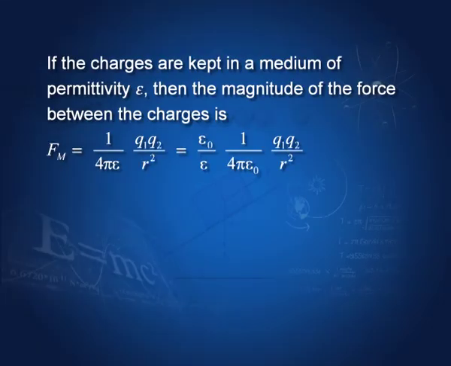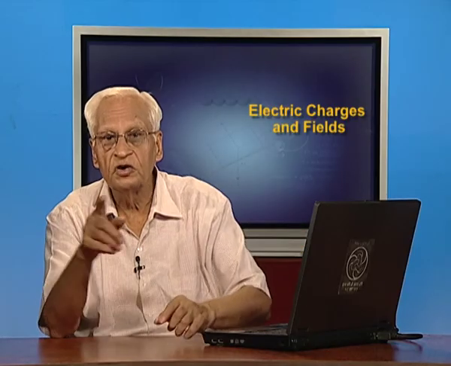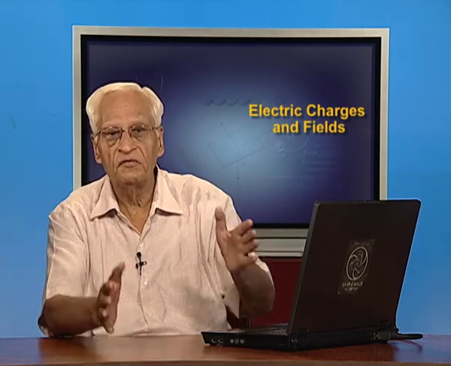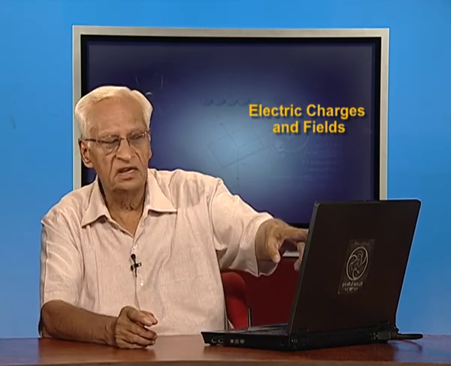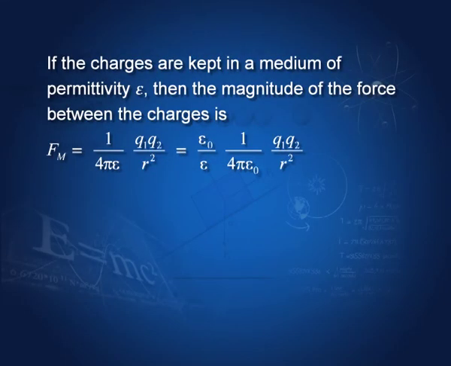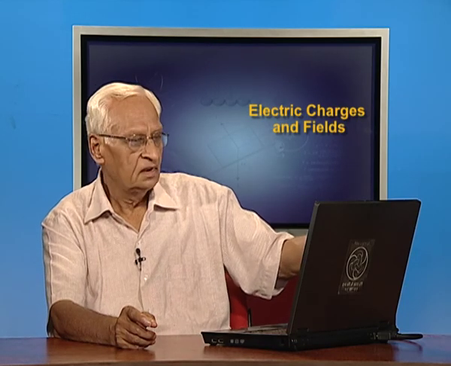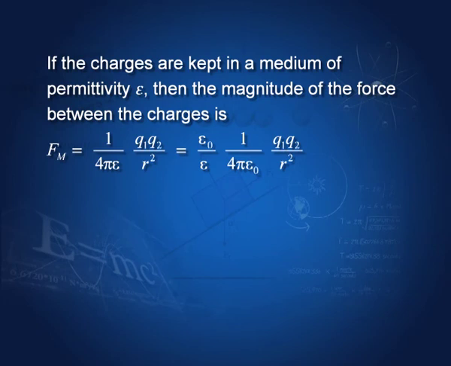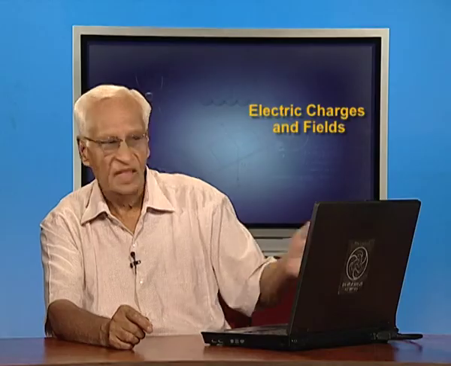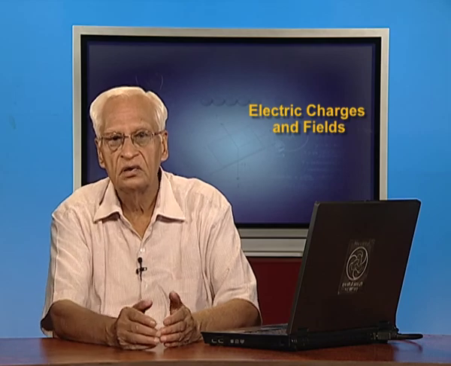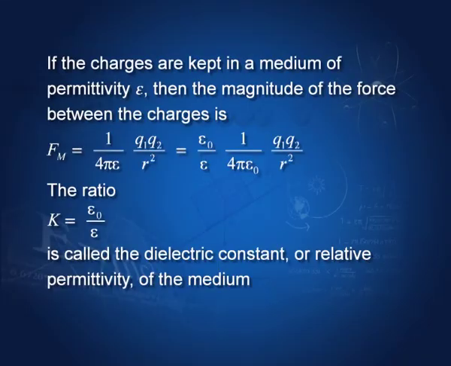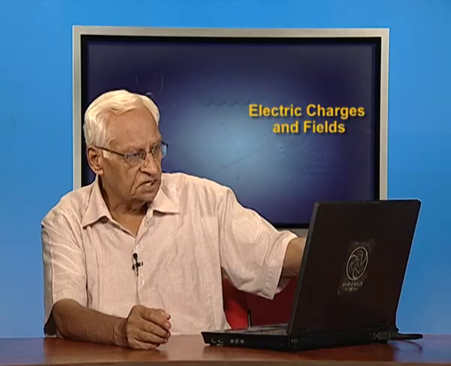If the charges are kept in a medium of permittivity epsilon, epsilon 0 is the permittivity of vacuum. So, we have another medium which has a permittivity epsilon. Then the magnitude of the force between the 2 charges is given by F in the medium 1 by 4 pi epsilon q1 q2 by r squared, Coulomb's law, which we can write as epsilon 0 by epsilon into 1 by 4 pi epsilon 0 q1 q2 by r squared. And this ratio epsilon by epsilon 0 is denoted by capital K and is called the dielectric constant or relative permittivity of the medium. You see, this is only the magnitude.